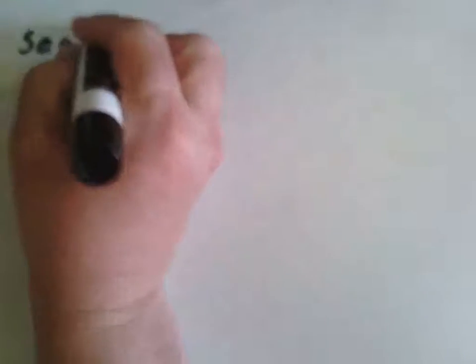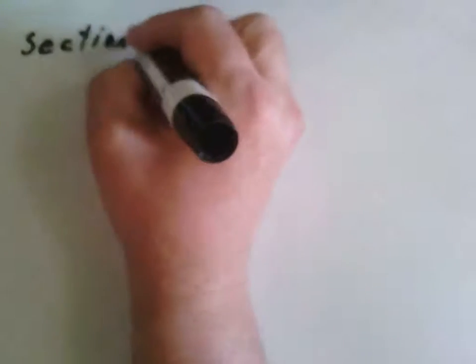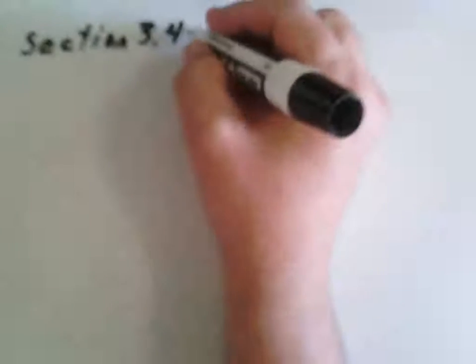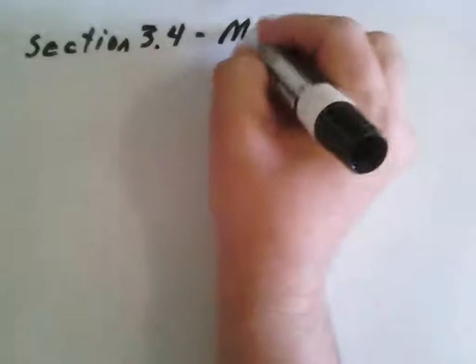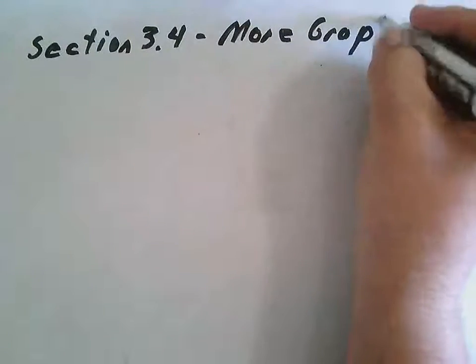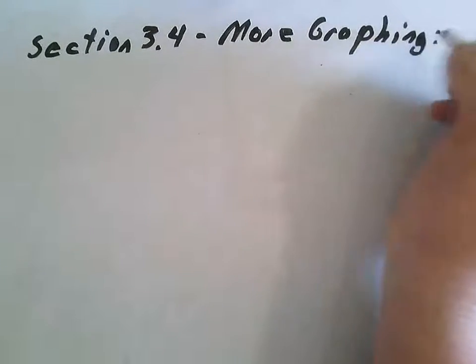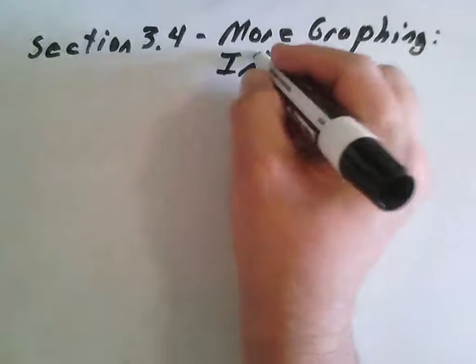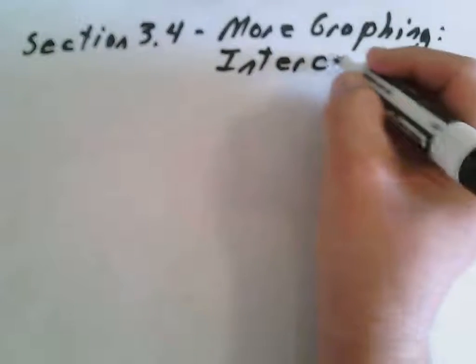This section is going to be 3.4, and it's going to be basically more graphing. But what's different about this is we're going to be dealing with the intercepts.